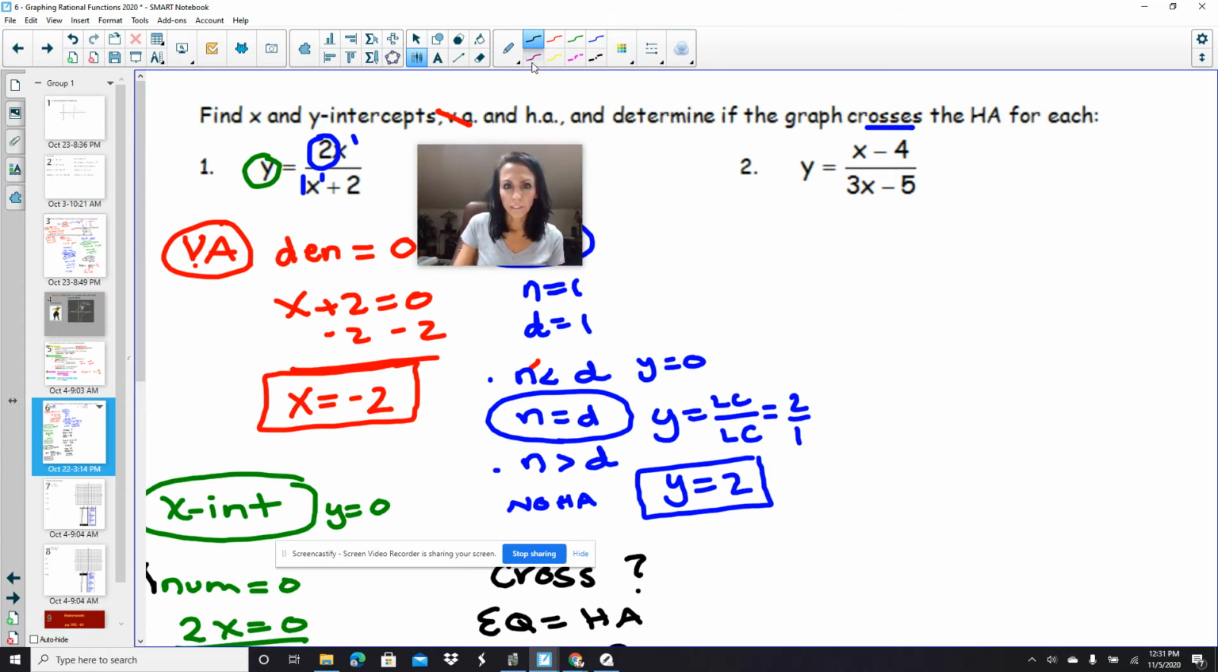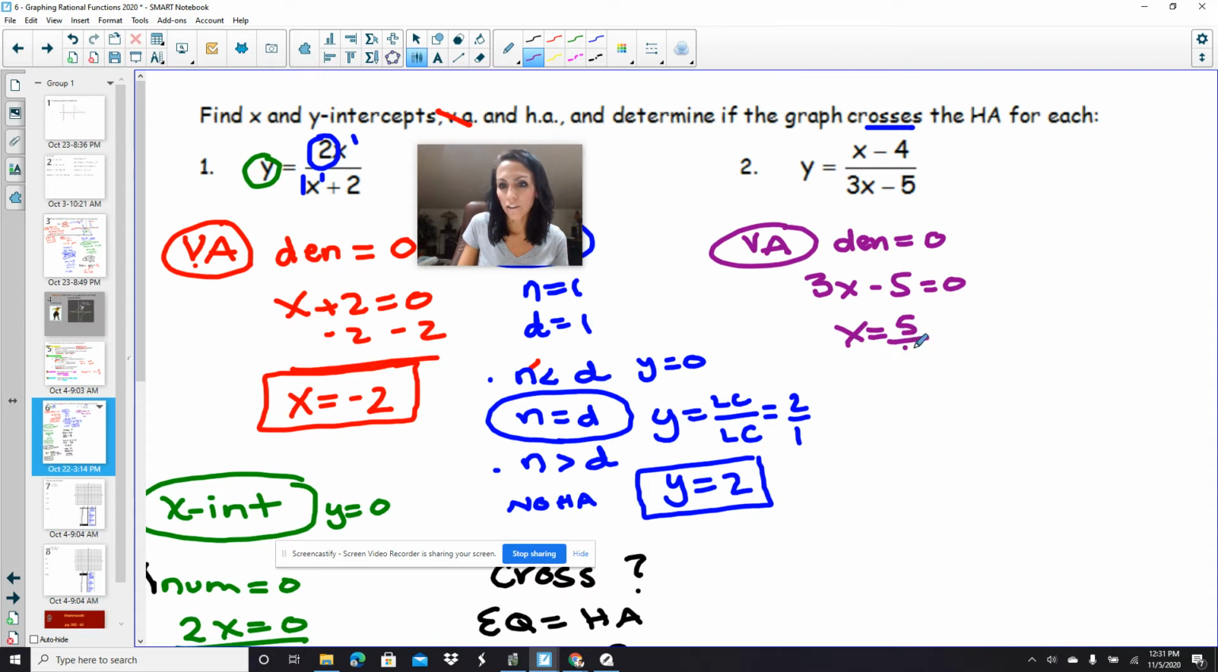Vertical asymptote. Here we go. For the vertical asymptote, we just set our denominator equal to 0, also known as where the function is undefined. I know I've repeated this already. And we get x equals 5/3. So we have a vertical asymptote at x equals 5/3.